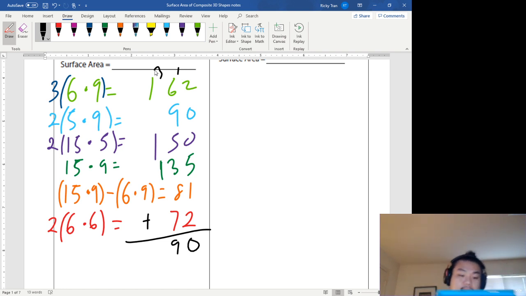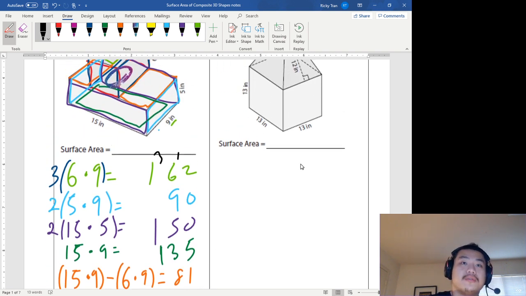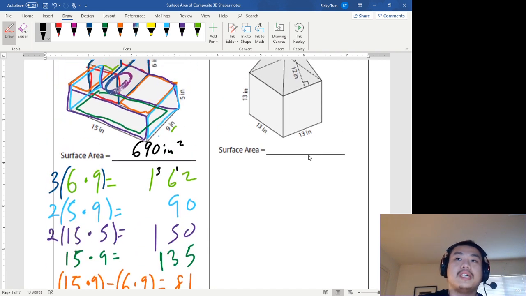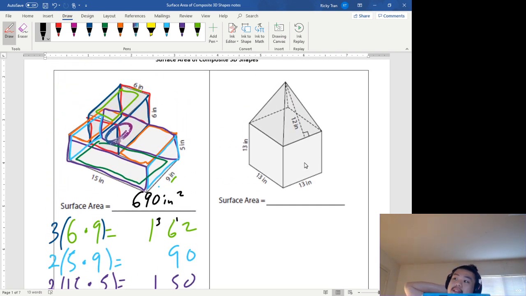Then we add that side, which is 3 plus 1 plus 1 plus 1, or 6. So your answer for the surface area is going to be 690 inches squared. Yep, 690 inches squared. And that's the hardest part, is understanding what you have to add and which parts you have to add, okay?